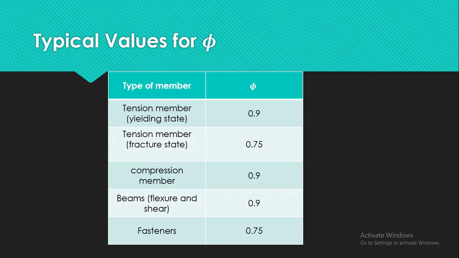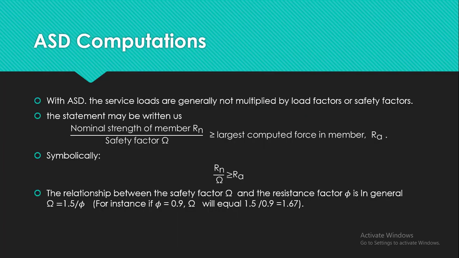So the fracture state is not as well understood, so the resistance factor is not made higher. The higher the resistance factor, the higher the reliability of our design. And so on for the rest: for compression, for flexure and shear in the beams, and for the fasteners. Move on to the ASD computations.